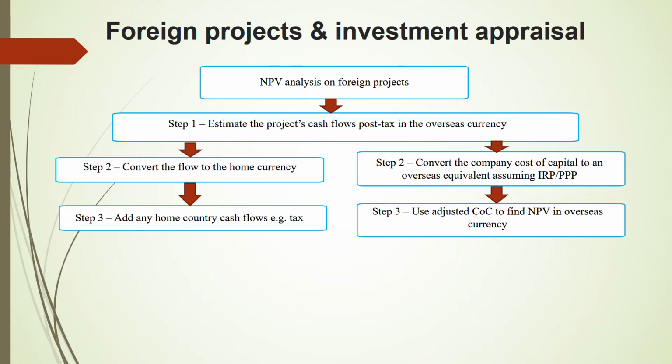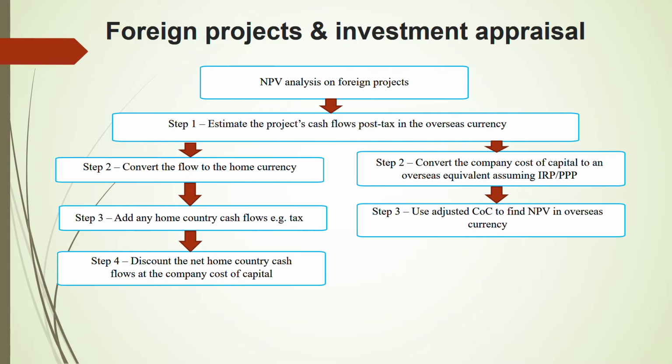But what if it is the second method? Second method, I mean on the right side. Whenever I say first method, you have to refer to the left side, and whenever I say second method, you have to refer to the right side of your screen, because both are step 3, so you don't get confused. If it is the second method, use the adjusted cost of capital to find the net present value in overseas currency. You're not finding it in your home currency, you're finding the net present value in the overseas currency.